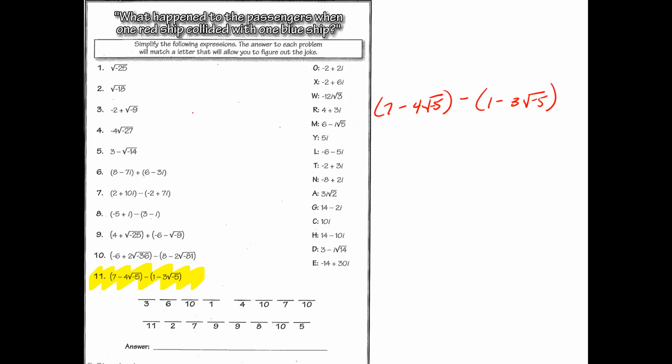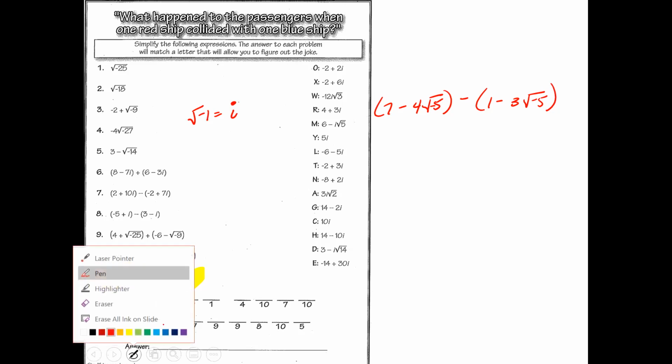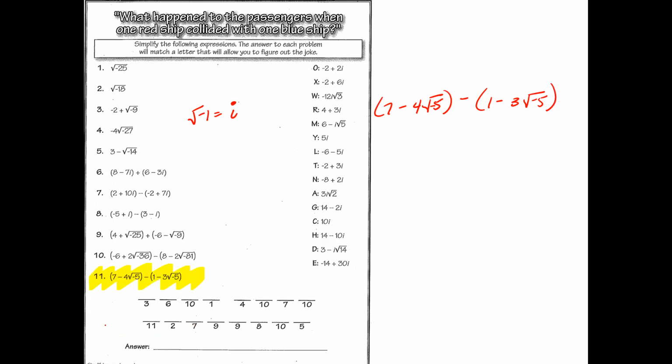Keep in mind that square root of -1 is equal to i, because you can't have a negative number in a square root. So we put it as an imaginary number just to make it work, and that's totally fine. Since I have a negative right here, I have 7 minus 4 square root of negative 5. Distribute that negative into the second parenthesis. You have a -1 and a positive 3 square root negative 5. Once you have it like this, you can combine your terms.